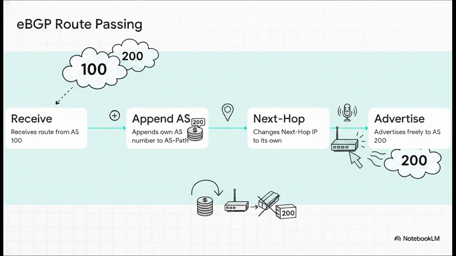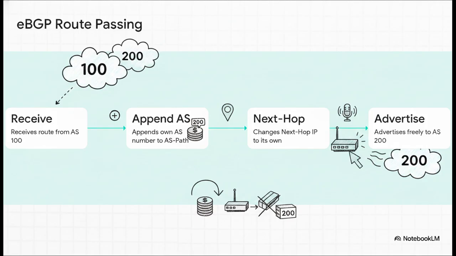And notice how freely eBGP shares information. When an eBGP router receives a route, it immediately changes the next hop IP address to its own address. It's essentially telling the neighboring network, hey, to get to this destination, just send the traffic to me, and I'll handle the rest. Crucially, it also uses something called the AS path.